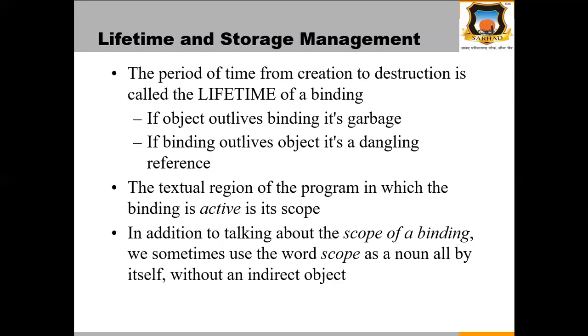So the first concept is: what is scope? Scope is the textual region of a program where a particular binding is active, where the particular variable is alive and accessible. So what is the scope of a binding? The textual region where that binding is alive is called the scope of that binding.